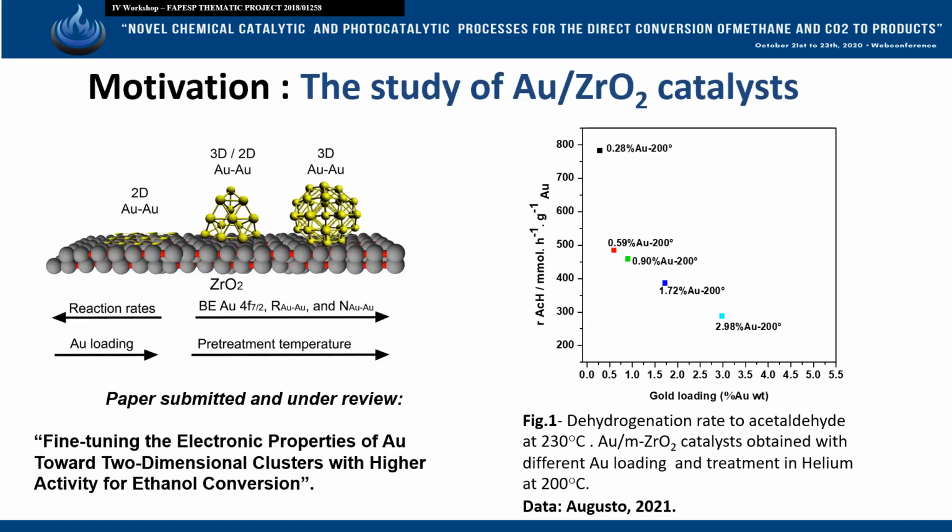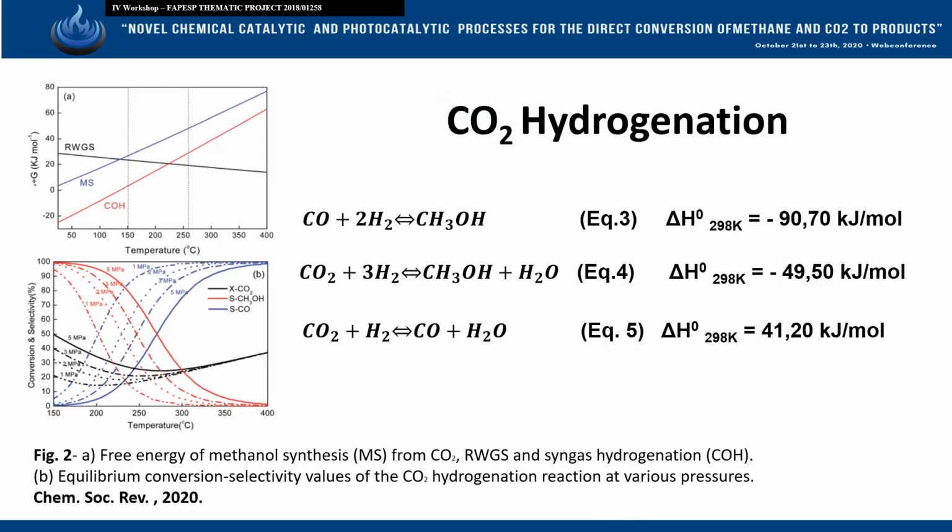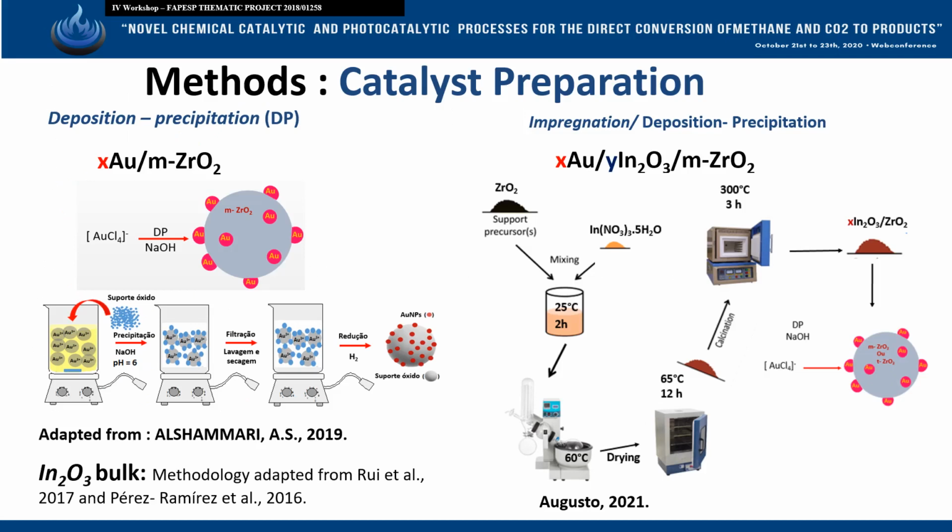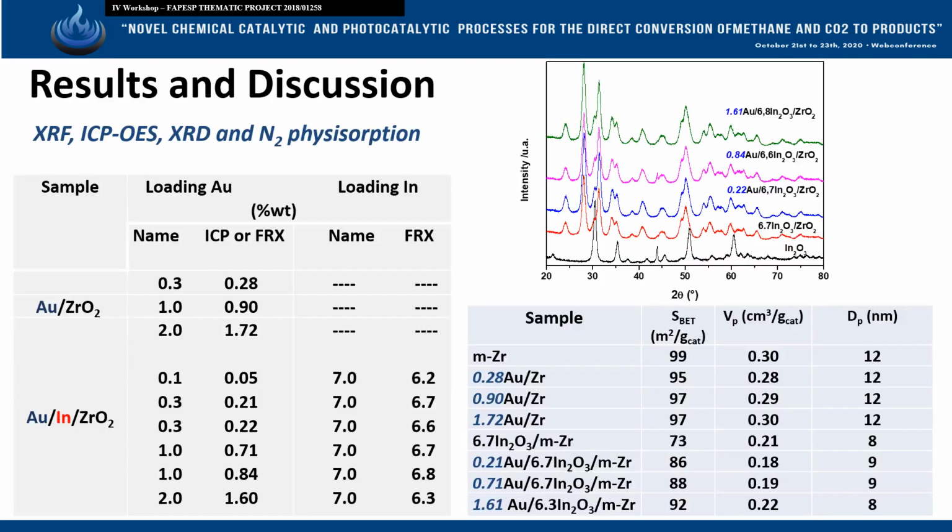Gold catalysts were studied for the ethanol dehydrogenation reaction. Now, gold catalysts are studied in the CO2 hydrogenation reaction under high pressure. The catalysts were modified with indium oxide by an impregnation method on zirconia. The results indicate the metallic nanoparticles are located especially on the surface of the support. When adding indium oxide, changes in the area are observed.